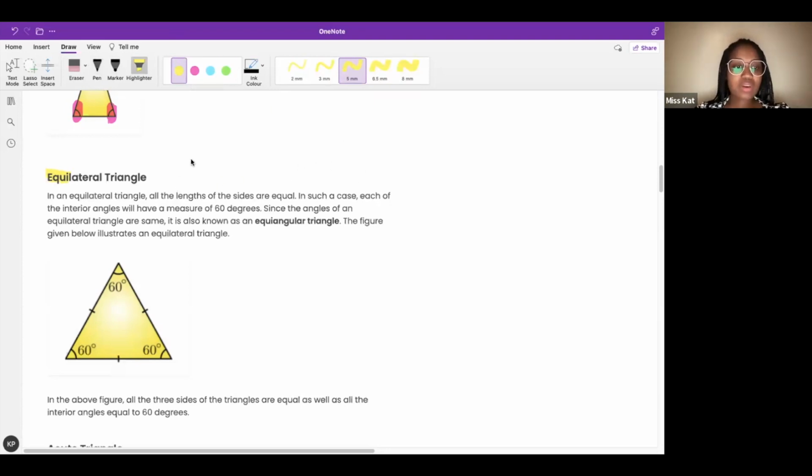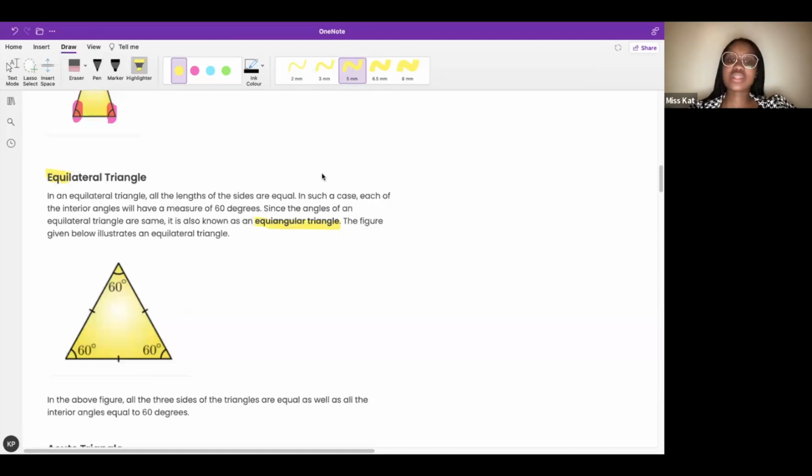Now, all the angles of a triangle must give you a sum of 180. So the sum of all the angles is 180. How much must one of them be in an equilateral triangle? Remember, they are equal. It's equiangular. That's what equiangular means. It means they're all equal. There we go, guys. So they're all 60.